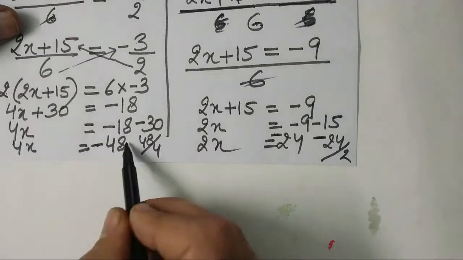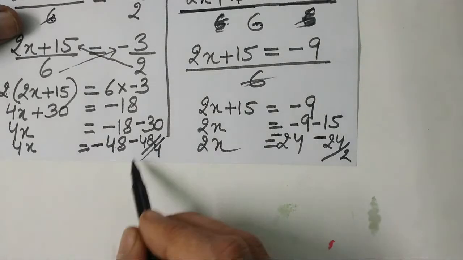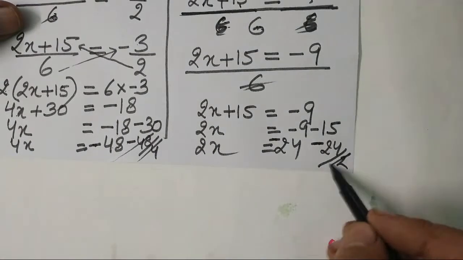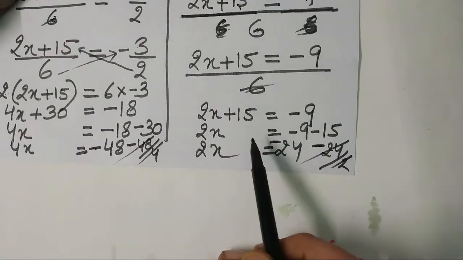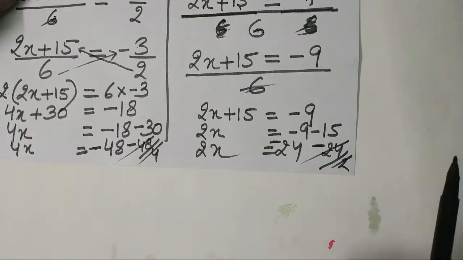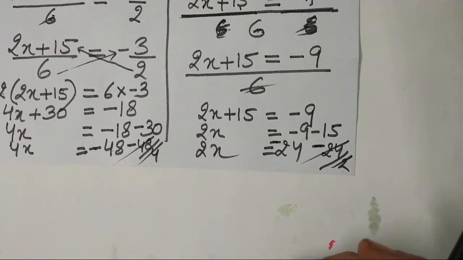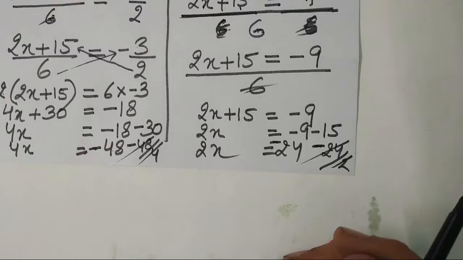Here it becomes minus 48. When you divide, here you get 12 and here also you get 12. So in both ways the answer comes same. The only thing is understanding the question, how the question will be solved if you are having a fraction.